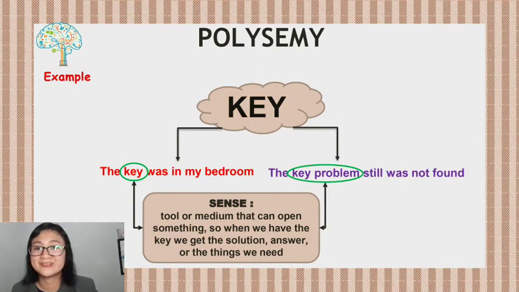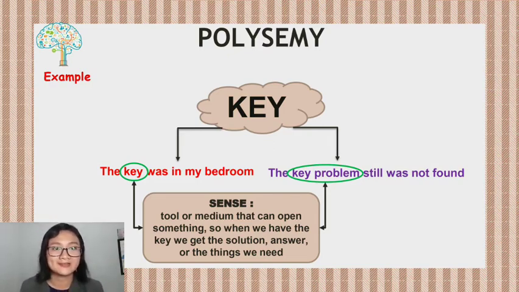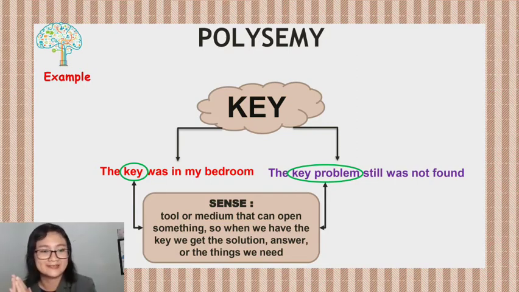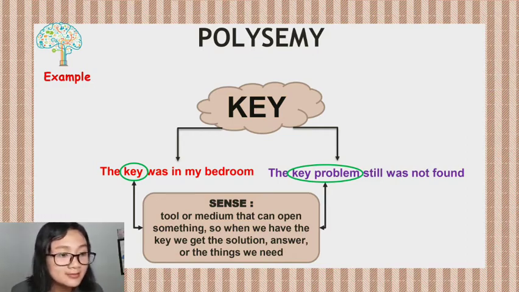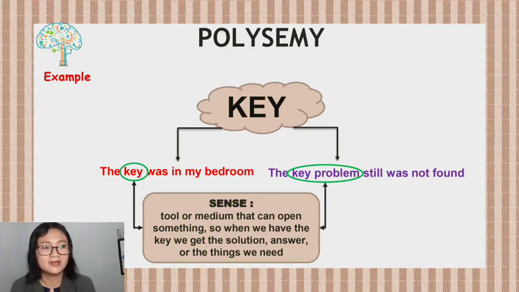Now we are going to give you some examples that hopefully can help you to understand polysemy. Maybe you can see on your screen the word key there. Under the word key, we have two sentences. The first sentence is, the key was in my bedroom, while the second sentence is, the key problem still was not found. I have circled the word key and the key problem there because they are related to the root word.